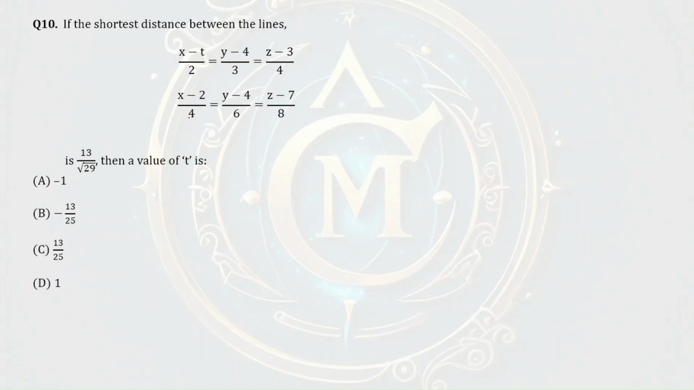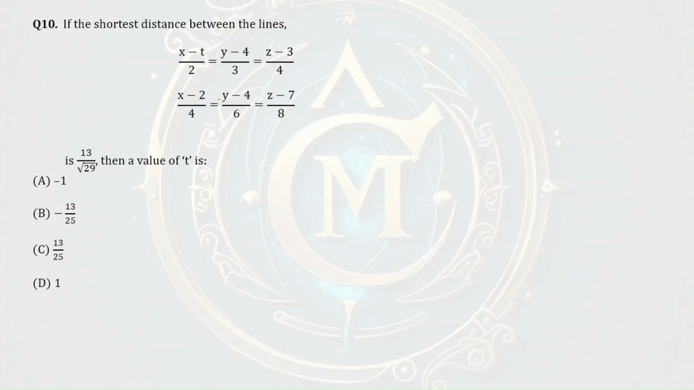Question number 10 says that if the shortest distance between the lines this and this is 13 over root 29, then a value of t can be this. We have to select a possible value of t from these options. Now carefully observe these lines.